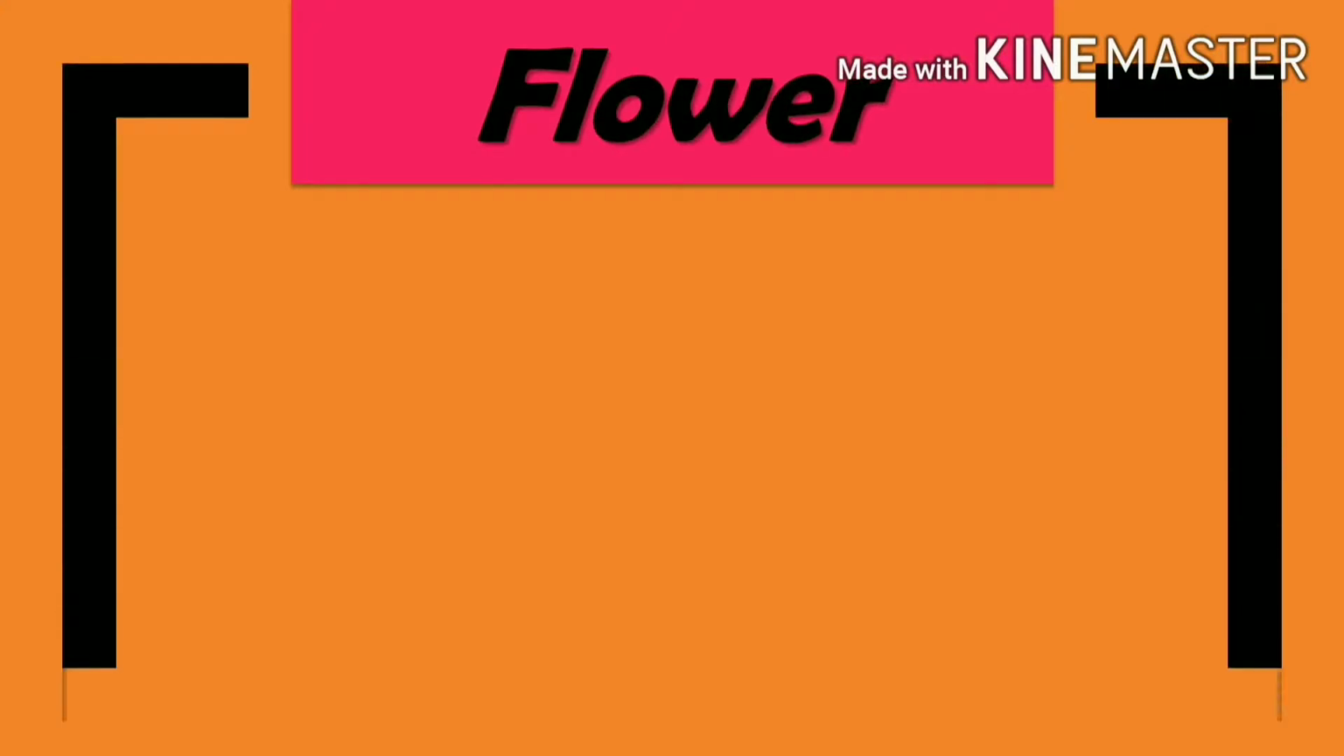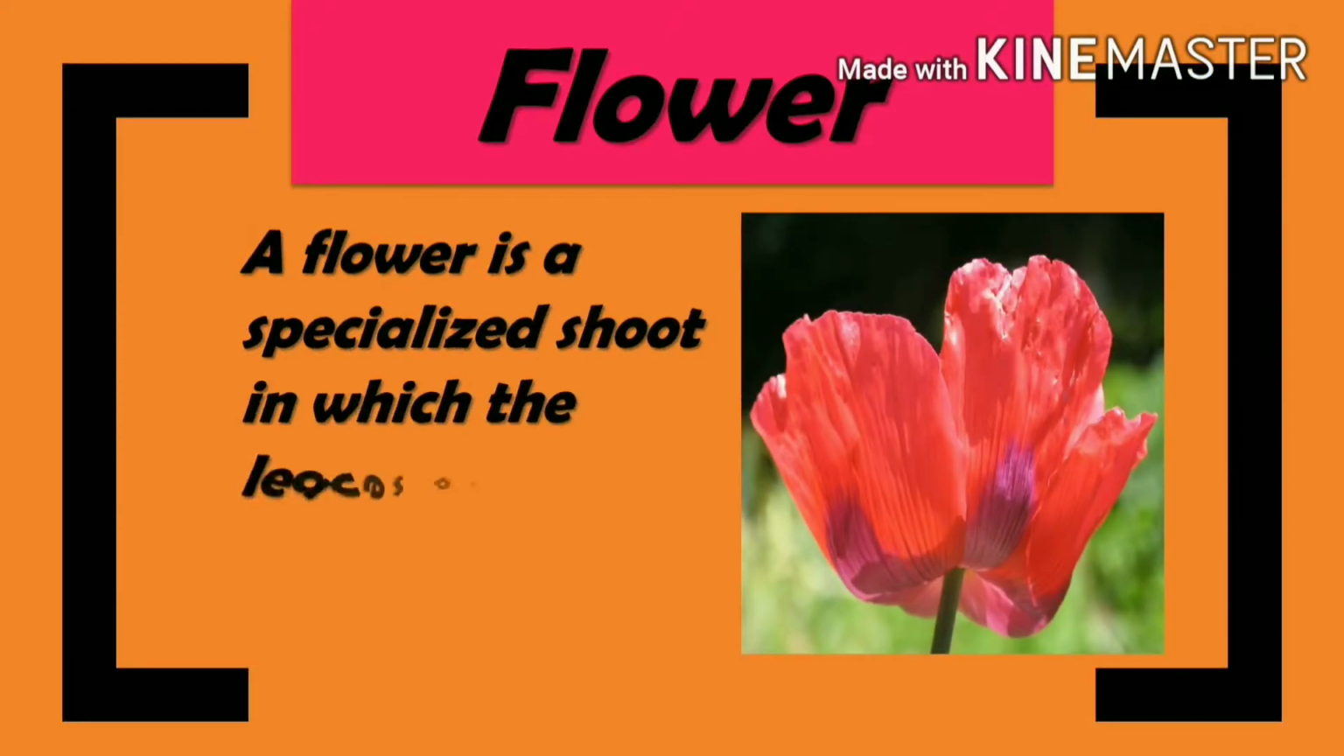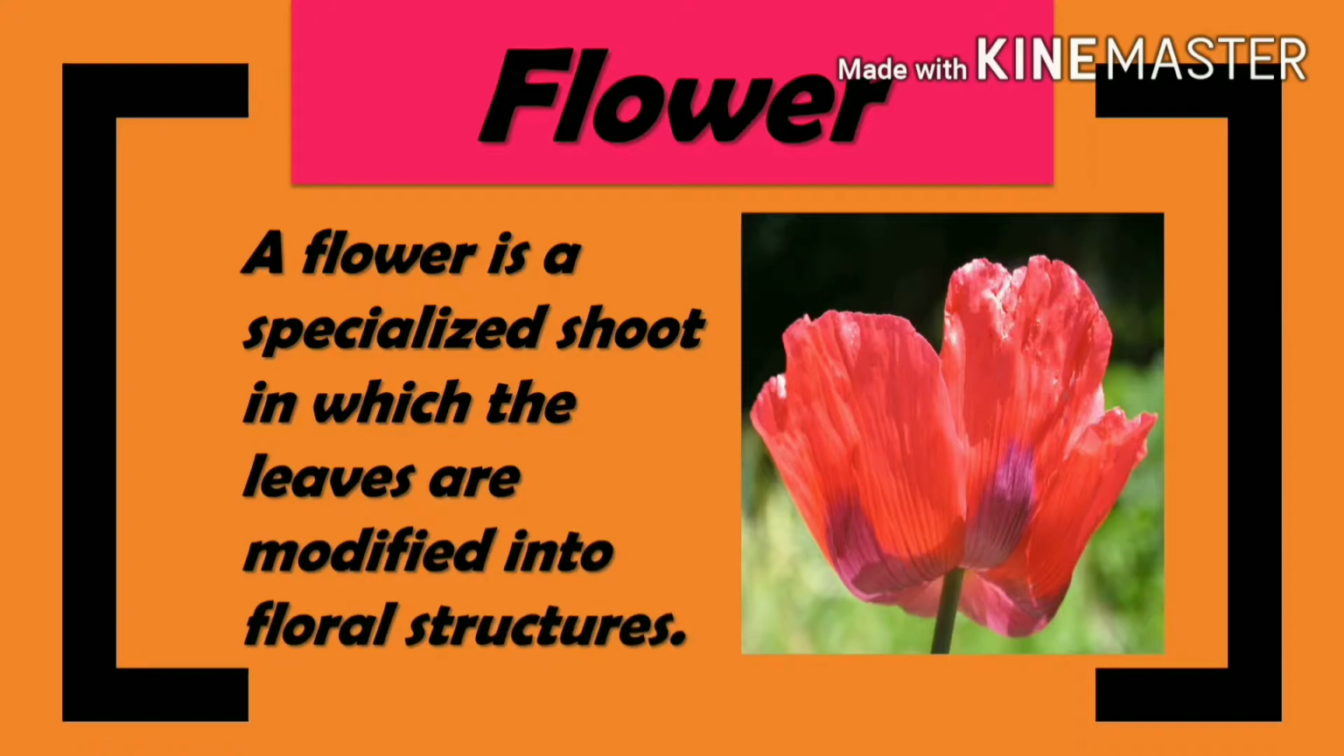First, let us look at the definition of what a flower is. A flower is a specialized shoot in which the leaves are modified into floral structures. First of all, there is the stalk which supports the flower, also known as the pedicel. Some flowers may be without a stalk, known as sessile, and the tip of the flower stalk may be expanded to form a cup-shaped receptacle, also known as the thalamus. The floral parts are borne on the thalamus in 4 whorls.